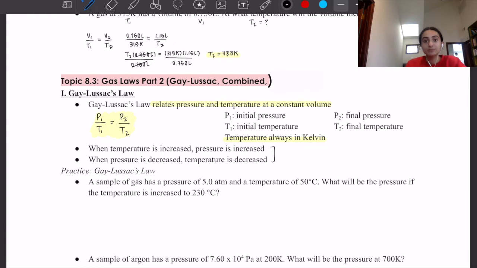So the relationship that this law shows is that when temperature is increased, pressure is increased, which makes sense because when you increase the temperature and keep the volume of a container constant, the molecules will move faster and they'll spread apart. So more force will be exerted in the area. And the opposite is also true.